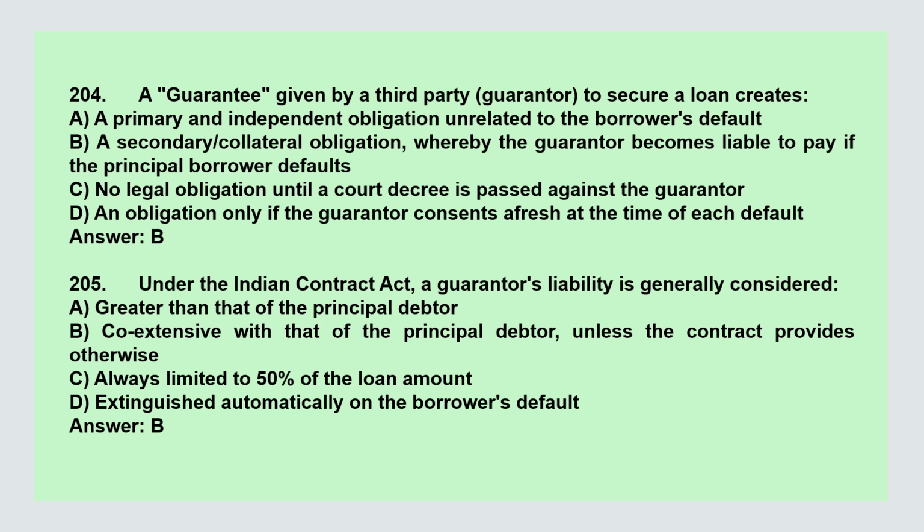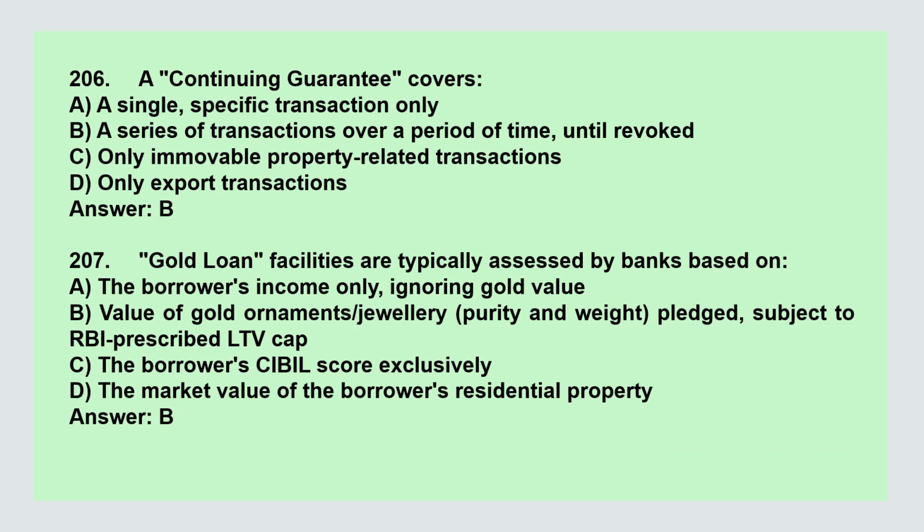A guarantee given by a third party to secure a loan creates answer B: a secondary collateral obligation whereby the guarantor becomes liable to pay if the principal borrower defaults. Under the Indian Contract Act, the guarantor's liability is generally considered coextensive with that of the principal debtor unless the contract provides otherwise. The continuing guarantee covers answer B: a series of transactions over a period of time until revoked.